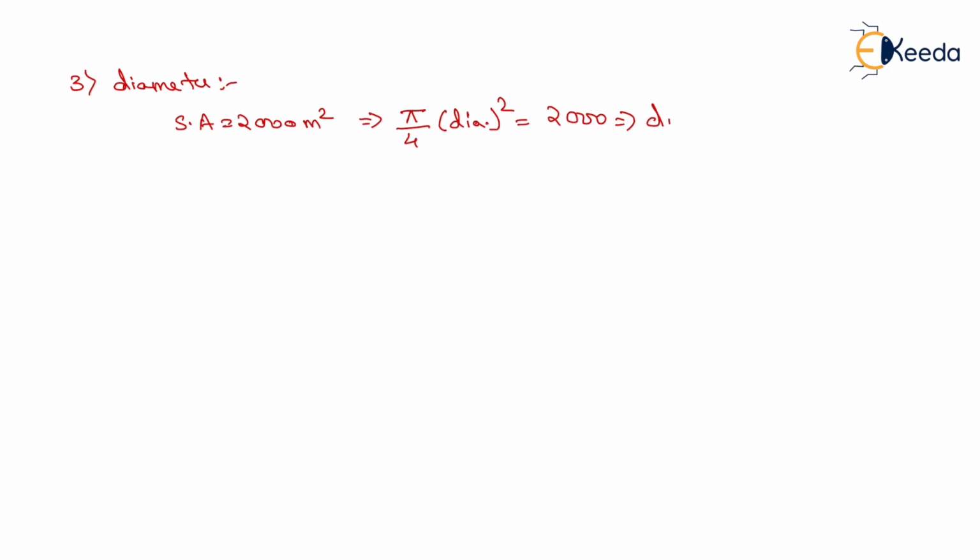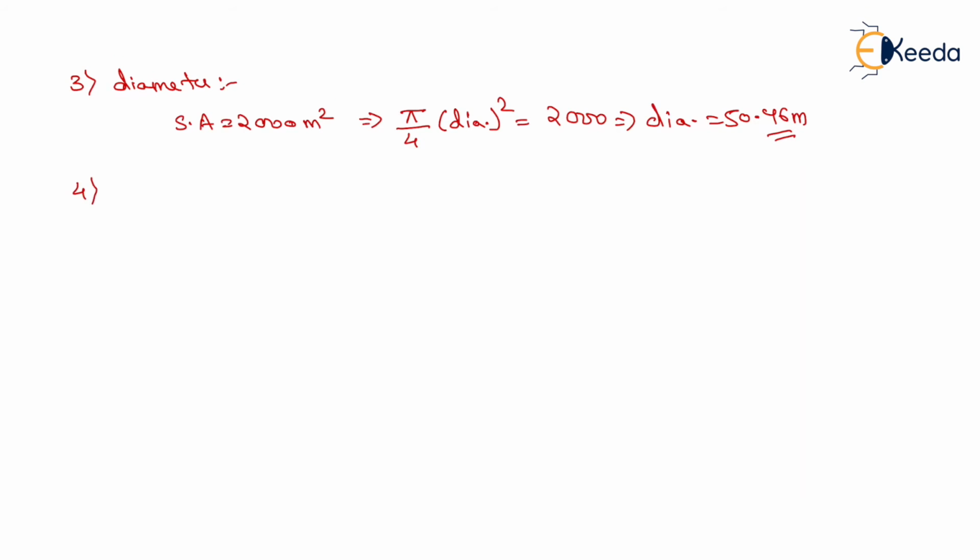Now we need to find the diameter of the filter. For the diameter calculation, we need the surface area, and we have that value, 2000 meter square. For a circular trickling filter, the surface area is equal to pi by 4 into diameter square, so pi by 4 into diameter square is equal to 2000. When we solve this equation, we get the diameter as 50.46 meter. That will be the diameter of the trickling filter.